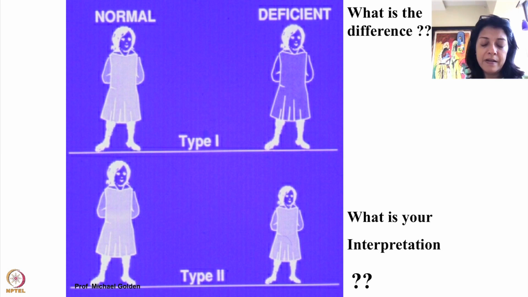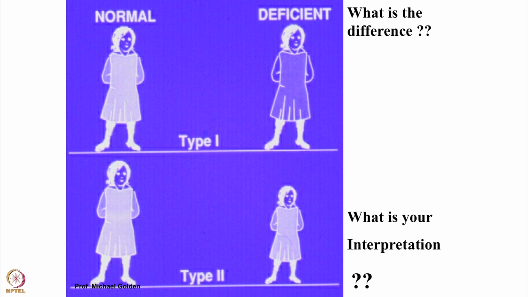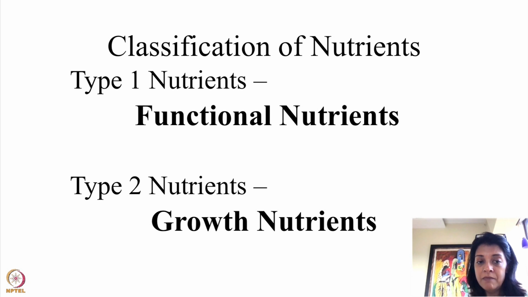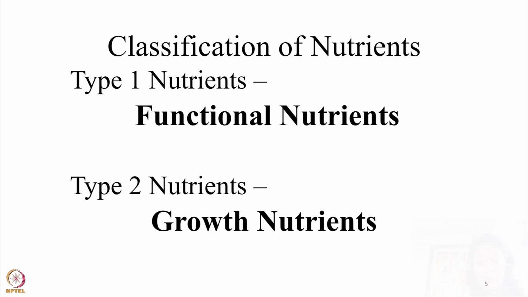Growth is not affected initially. Growth may be affected maybe late in the stage. Okay. So if the growth is affected, it's basically a type 2 nutrient. Alright. So here I've mentioned already what type 1 functional nutrients are, and type 2, those are growth nutrients.